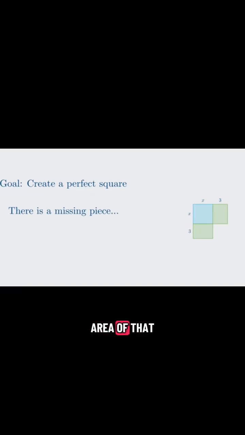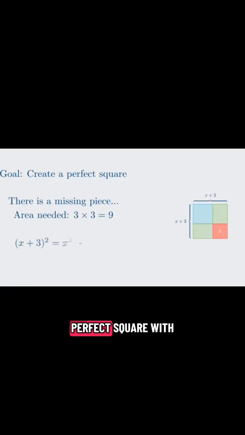What is the area of that missing piece? Since the sides of the gap are both 3, the area needed to complete the square is 3 times 3, which is 9. By adding this 9, we've created a perfect square with side lengths of x plus 3.